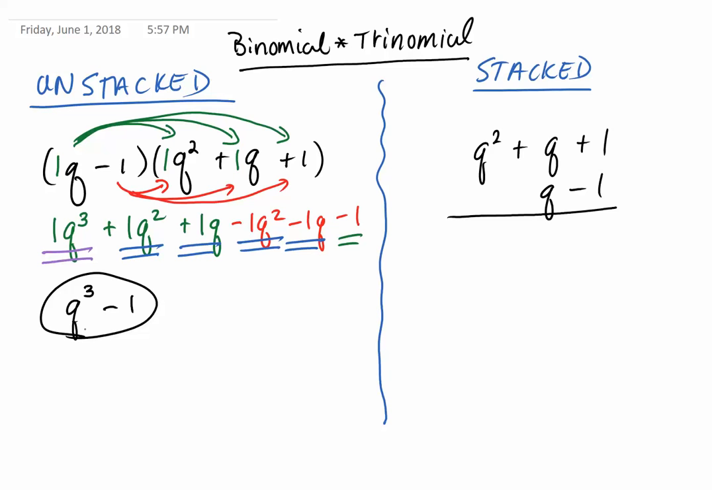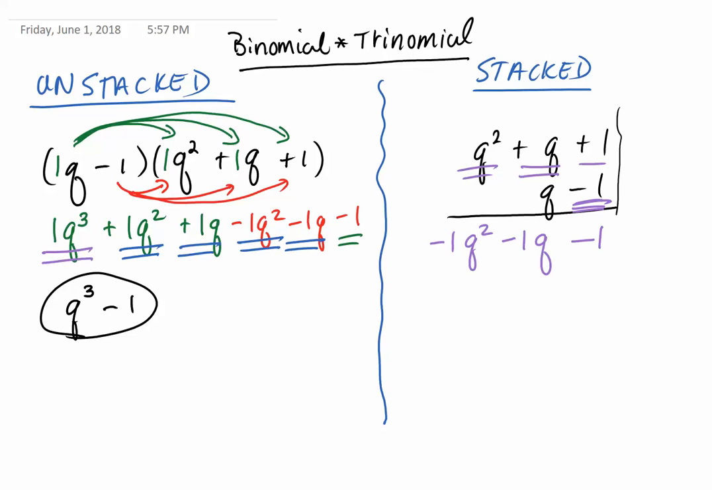If we stack them up, just like in regular multiplication of whole numbers, put the one with the larger digits, in this case the trinomial, 3 terms, on top, and then the binomial on the bottom, and we'll multiply just like we would if we were multiplying whole numbers. So negative 1 times 1 is negative 1. Negative 1 times q is negative 1q. And negative 1 times q squared is negative 1q squared.